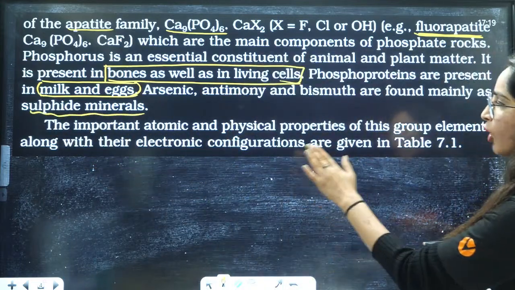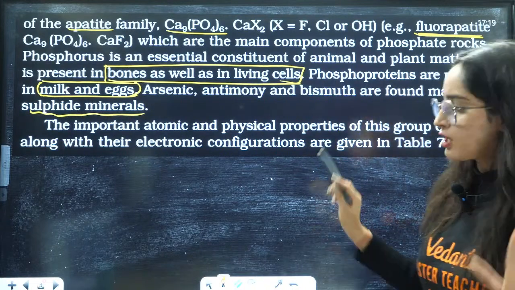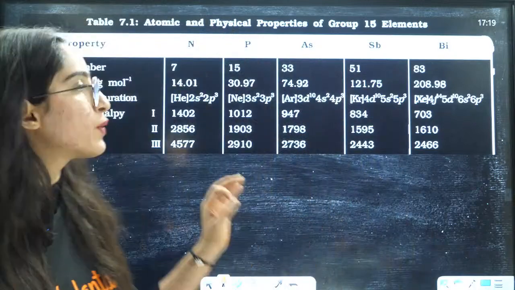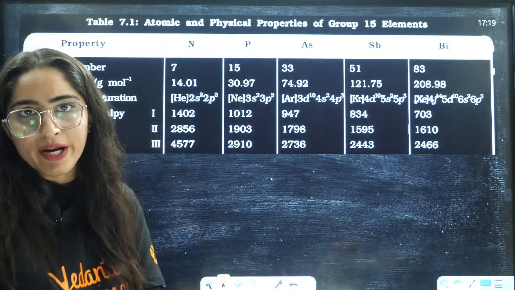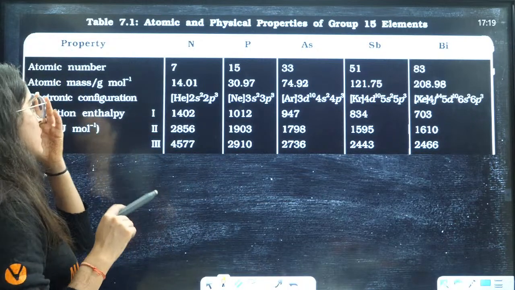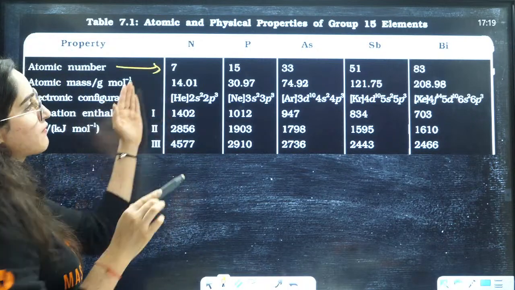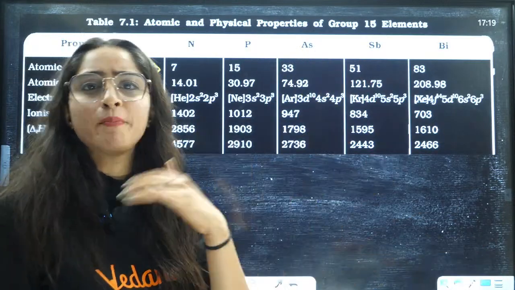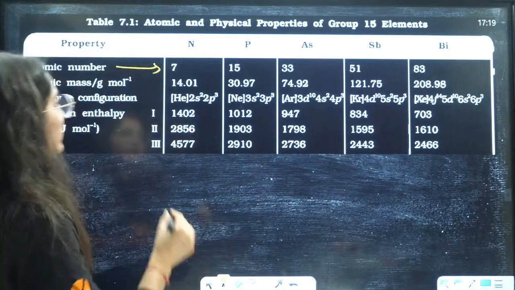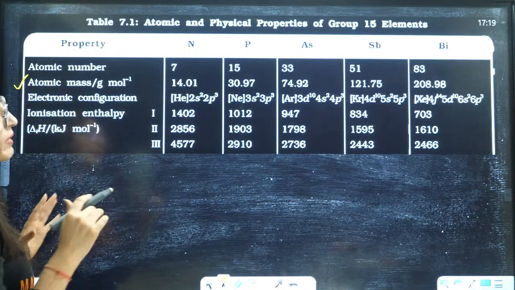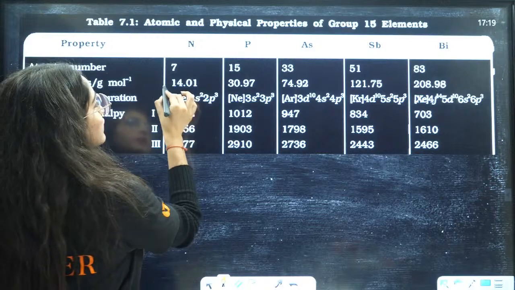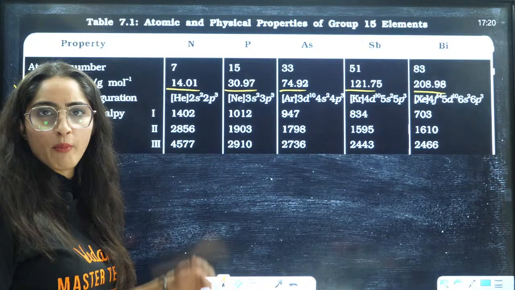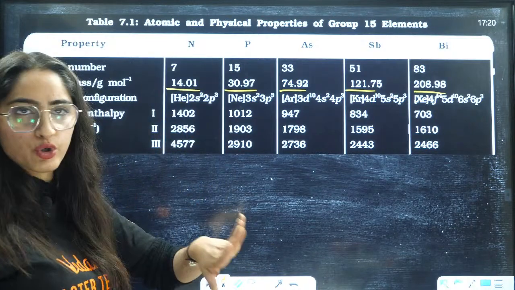The important atomic and physical properties of this group's elements along with their electronic configuration are mentioned here. From this table we are going to draw some important points. As you can see, the atomic numbers are 7, 15, 33, 51, 83. This we have done according to the magic numbers. You can make the atomic numbers. Next is atomic mass. As you can see here, down the group atomic mass is increasing.